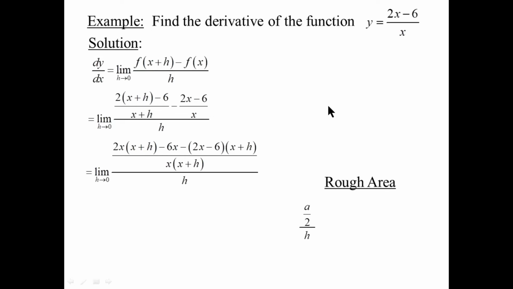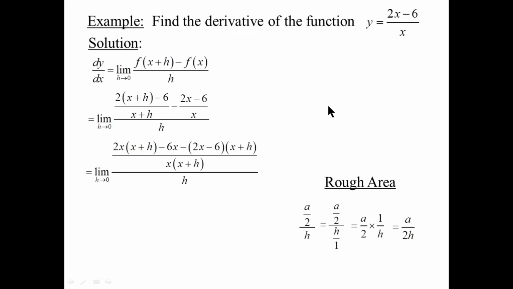Consider a over 2 over h. That's the same as a over 2 over h over 1. And when you divide by this h over 1, we're actually going to multiply by 1 over h. And when you multiply top times top over bottom times bottom, that's what you get.